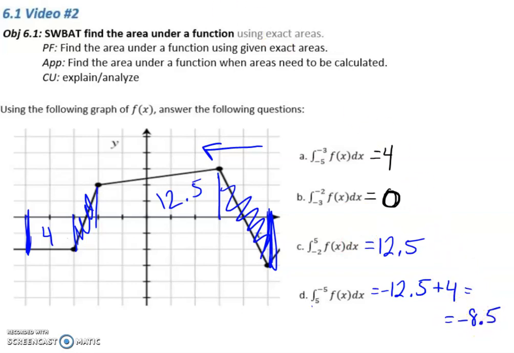I just realized that I made a mistake on that first one, and you guys probably all caught it. Sorry if I confused you. I said the answer was 4, but of course, since it's below the x-axis, it's -4. I apologize for that.